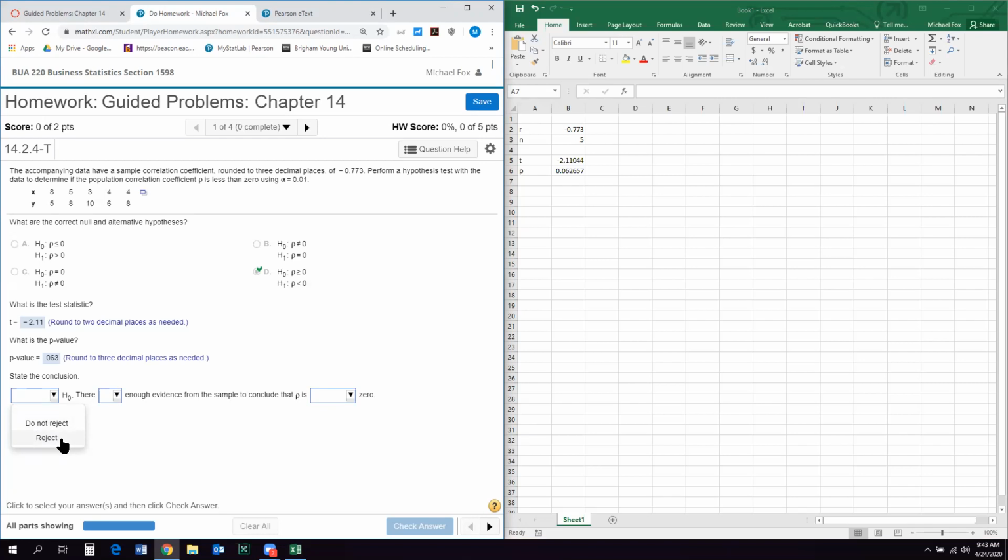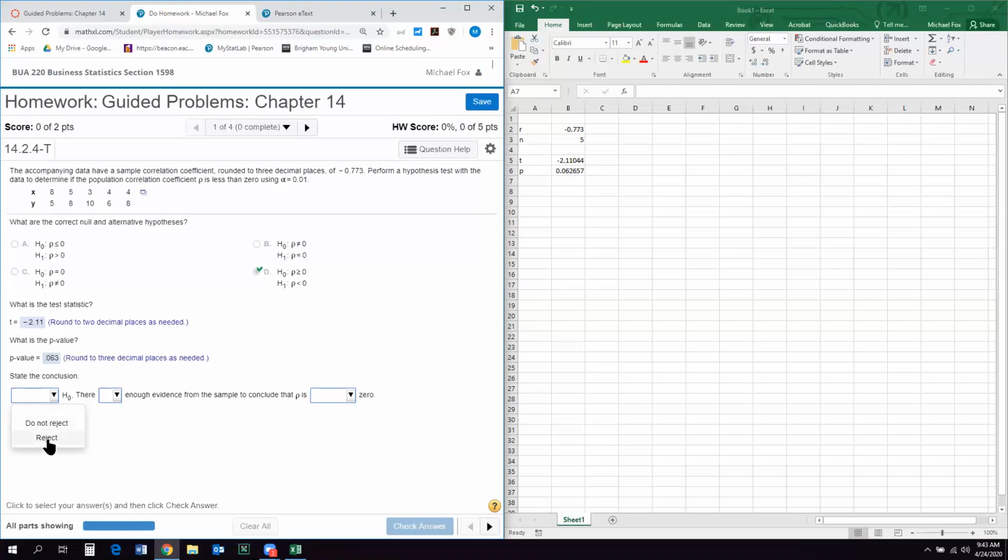So if you remember our hypotheses, our null hypothesis is that the correlation is greater than or equal to 0. And when we did our test statistic here, we found that it had a t-value of negative 2.11 and a probability of 0.06.